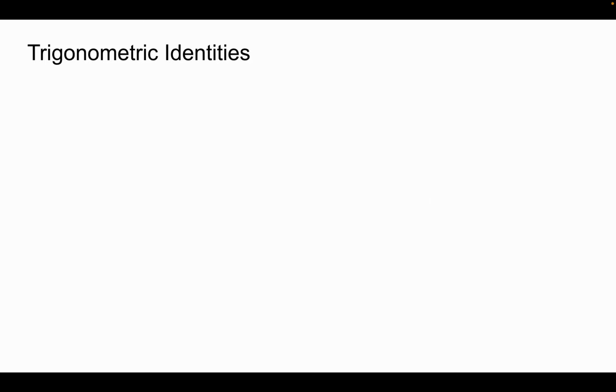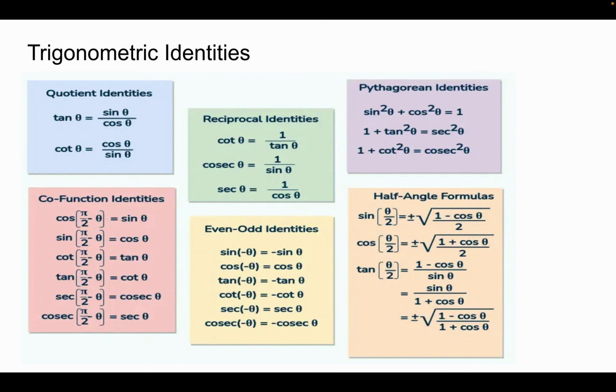Trigonometric identities. Trigonometric identities basically help us rewrite and simplify equations. For example, one of the commonly used trigonometric identities is sin squared theta plus cos squared theta equals 1. Once you're comfortable with these identities, solving more complex problems becomes much more manageable.